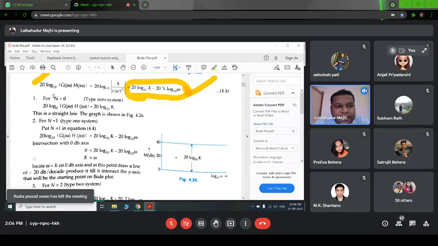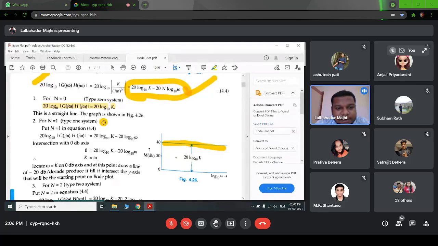Let's say we have a type 0 system, where the power n is 0. If we put n equal to 0 in this equation, only the term 20 log K is left. The magnitude will be 20 log K only. Since K is a constant term, it will not be affected by the change in frequency. So we get a constant, horizontal straight line at 20 log K.